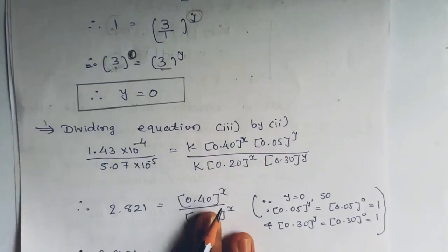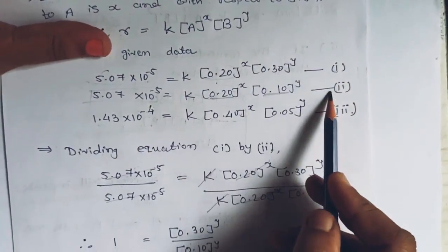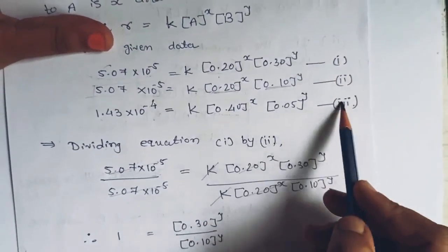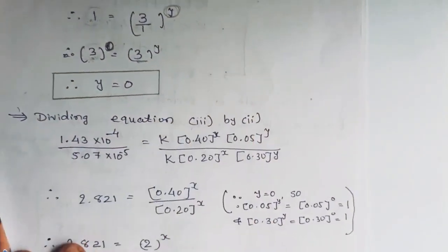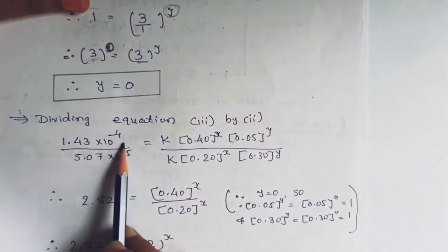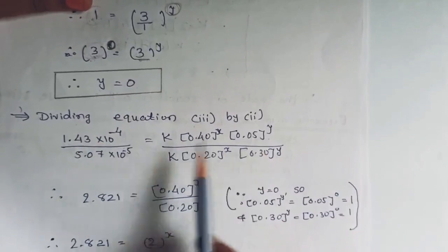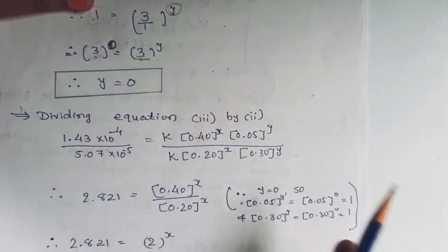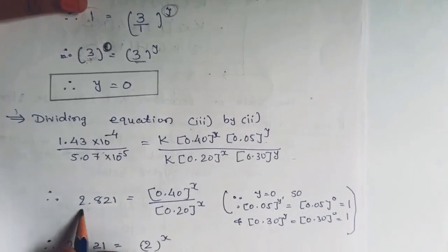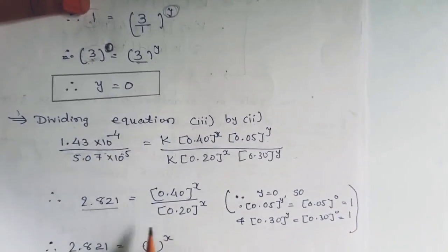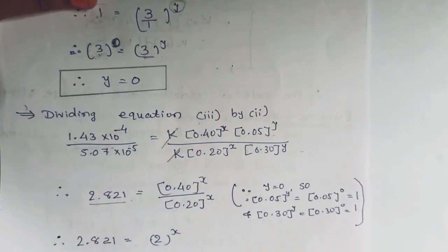Now divide equation 3 and 2. You can divide any of these, right? Already we divided the first and second. Now you can divide the first and third or second and third, right? Here we take the third and second. First of all, you have to write the third equation and divide it by the second equation. If you take the division of those two terms, you will get 2.821, right? And here you can see that the k will be cancelled out, right?